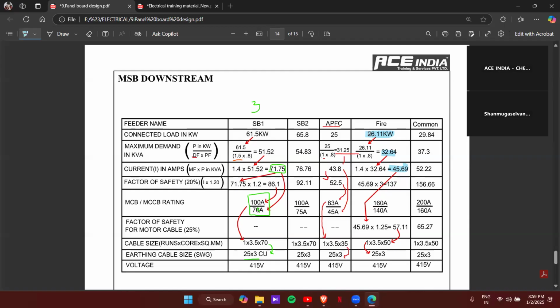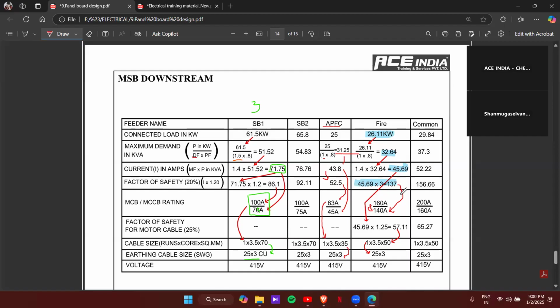For a star delta starter, the starting current is what? 3 to 5 times, right? So here, instead of taking 20%, the factor will be considered as 3. 45.69 into 3, that will be 137. So based on 137, we will select the set value. 137 will round off to 140. After 140, the next available rating will be selected as the switch rating, which is 160 ampere. So 160 will be the switch value, 140 will be the set value.